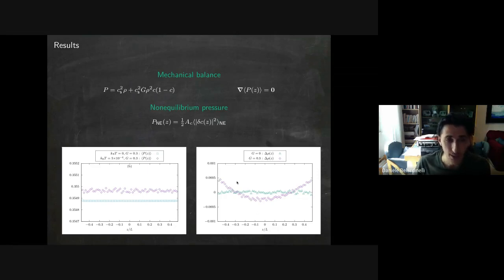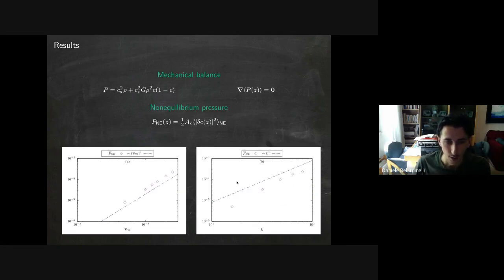And to make further progress, we wanted to study the scaling properties of the non-equilibrium Casimir pressure. To this aim, we plot here the measured spatial average of the non-equilibrium pressure as a function of the background concentration gradient and the wall-to-wall distance. Such behaviors are found to be in agreement with the theoretical predictions available in the literature.